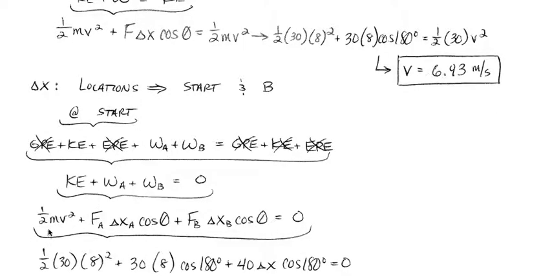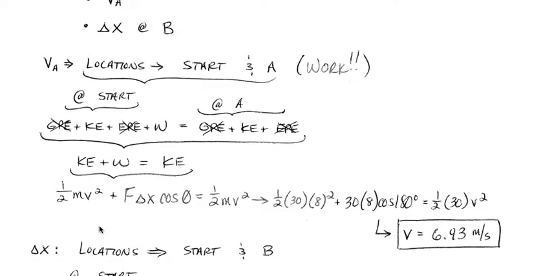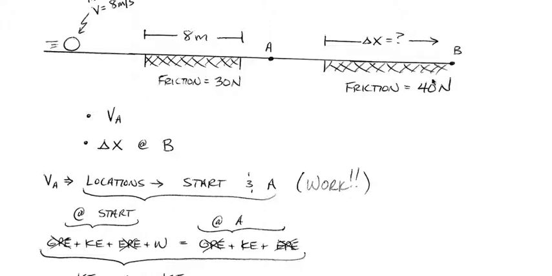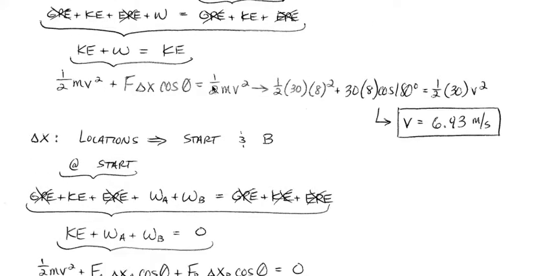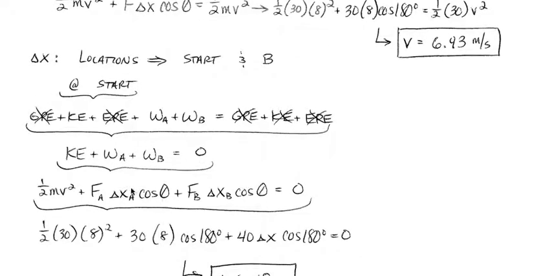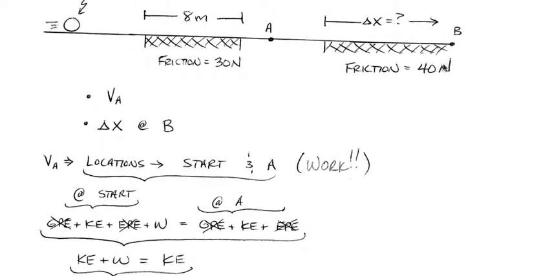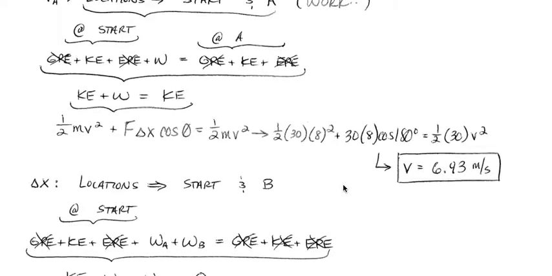I then plug in everything I have. 1/2 mv squared, which is the kinetic at the start. Now the work at A is just the force at A, which in this case is 30, so I would not use this. I use the 30 for location A. I use the 8 for location A in terms of its displacement. For B, I'll use the 40. For B, I don't know what the displacement is.